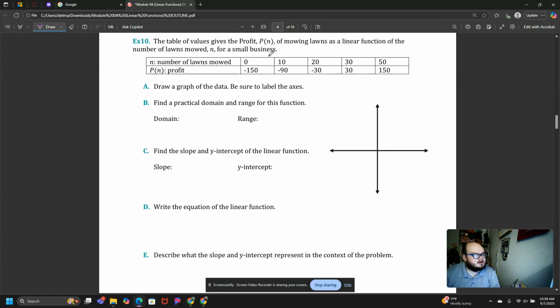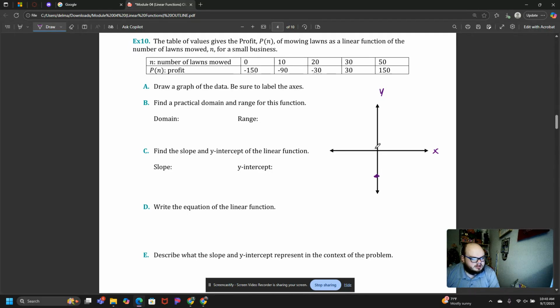The table of values gives the profit P of n of mowing lawns as a linear function of the number of lawns mowed for a small business. Draw a graph of the data. Okay, so we know that this is x and this is y. So when there are 0 lawns mowed, they've lost $150.